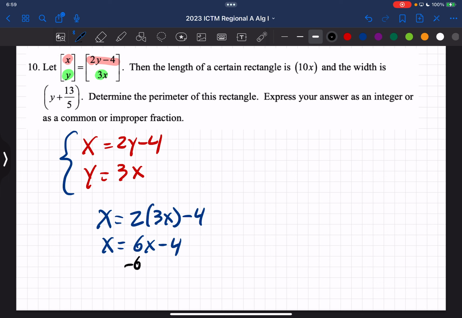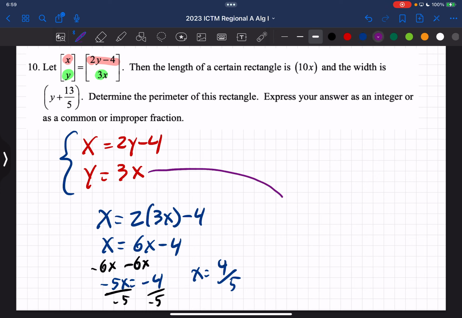So when I subtract 6x, I get -5x equals -4. So we divide by -5. X equals 4/5. All right. Now we not only need x, but we also need y. But remember, because of this equation, y equals 3x, so 3 times 4/5 is going to equal 12/5.